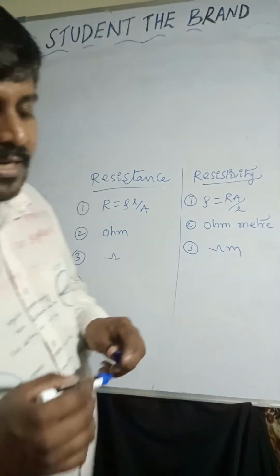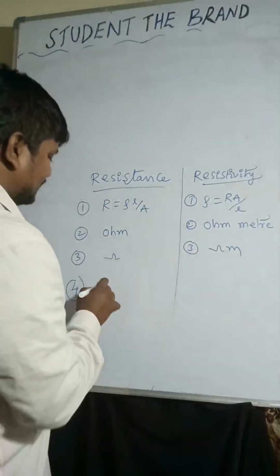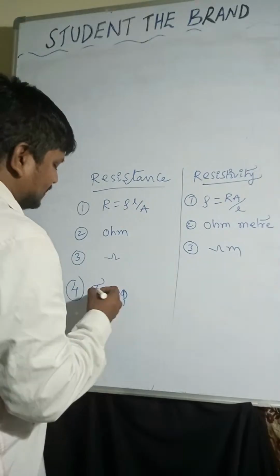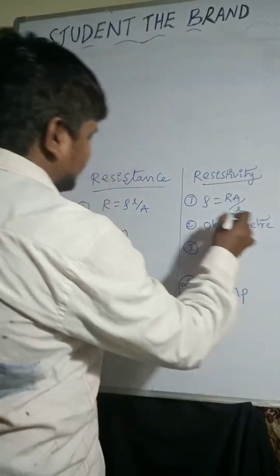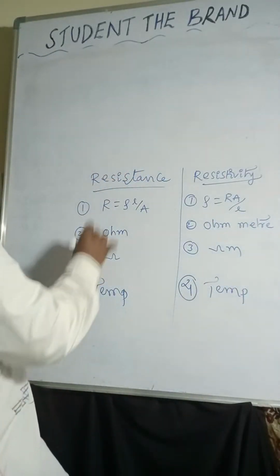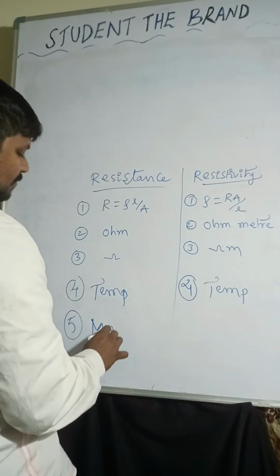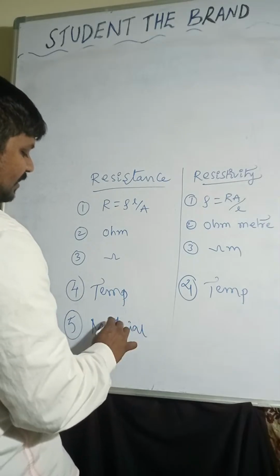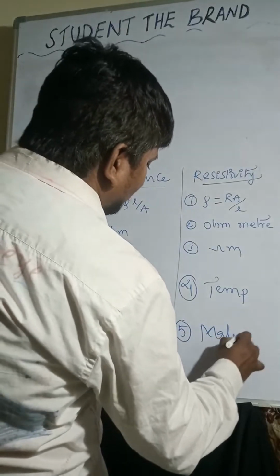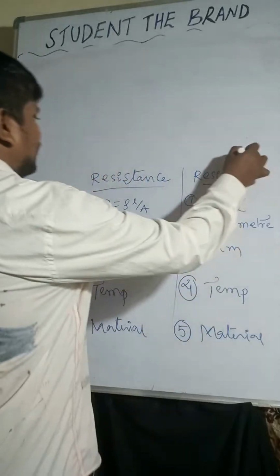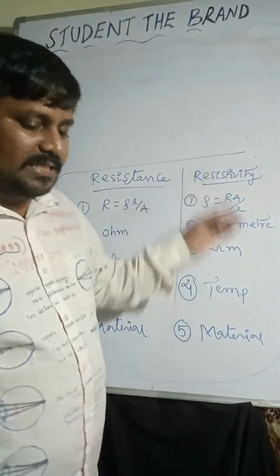And coming to the resistivity, it depends on temperature. As I said before, when temperature increases, the resistance also increases. Here, when temperature increases, resistivity also increases. Coming to the fifth one, material. So it depends on material also. What material you are using for doing the experiment, based on that also it depends. So that is the material of the conductor. So resistance depends on all these 5 factors, and the resistivity also depends.